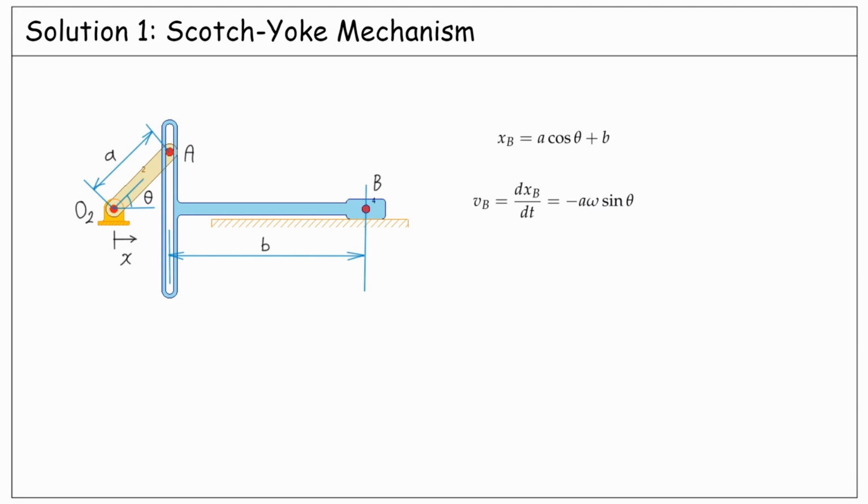And finally, for the acceleration, we need the second time derivative, which is equal to minus A times omega squared times cosine of theta. Notice that the angular speed omega is constant and has no time derivative. So this way, by twice time derivation, we could find the acceleration of slider B in terms of the rotation angle and the constant angular speed of the crank.